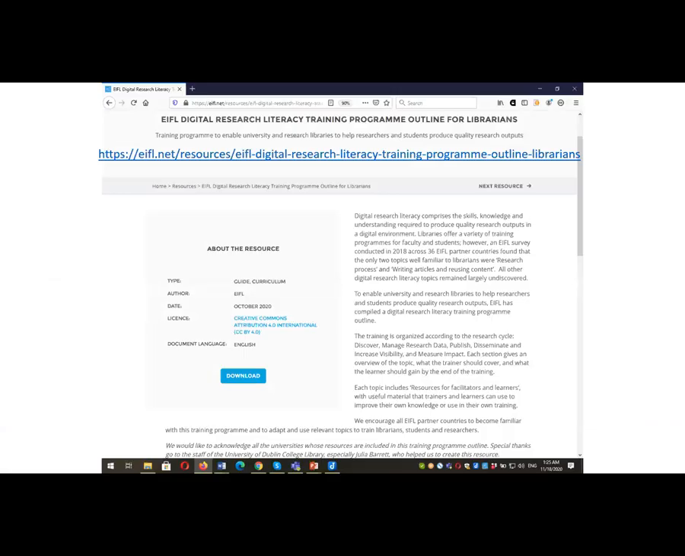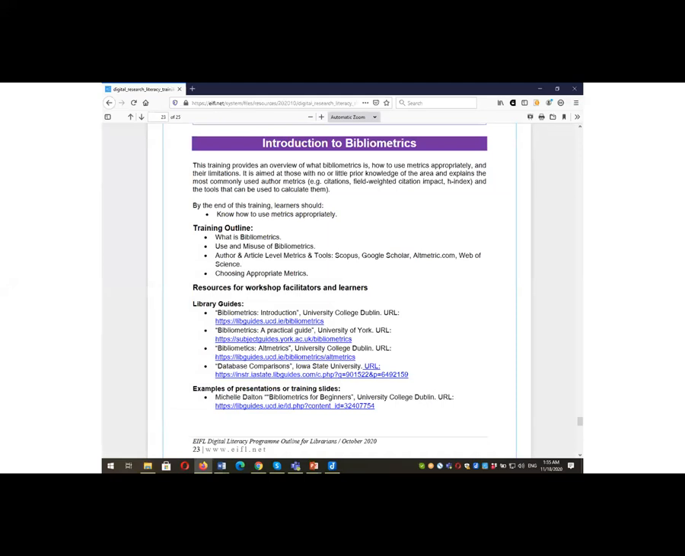And I'll start with a resource for librarians that we released recently and created together with University College Dublin Library, especially Julia Barrett. We call it Digital Research Literacy Training Program Outline for Librarians. It includes topics that could be included in trainings for librarians and also training for researchers on different areas, and useful reading materials. And of course, one of the topics is about measuring impact. We have two parts in this training material: introduction to bibliometrics and measuring impact.